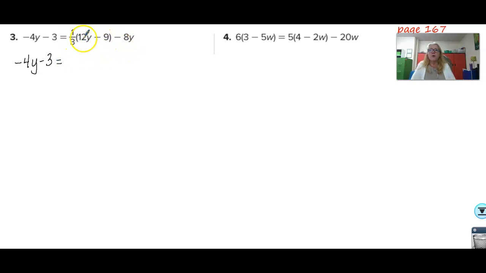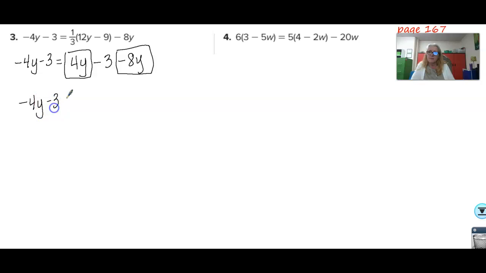Distribute the 1/3. 1/3 of 12. Well, think about it. If you divided 12 into 3 parts, you would have 4, wouldn't you? So 1/3 of 12 is 4y. 1/3 of 9 is 3, so it would be minus 3. And then we have minus 8y. We need to combine like terms. We have a positive 4y and a negative 8y. Let me rewrite the left-hand side. What do you get when you combine a negative 8 and a positive 4? You get negative 4y minus 3.